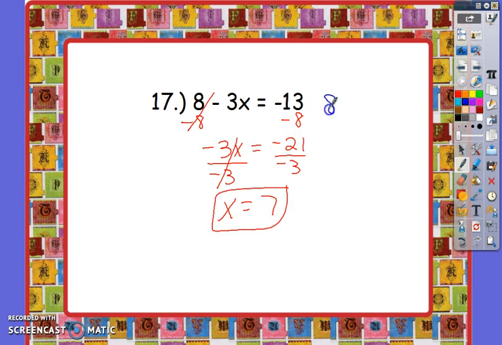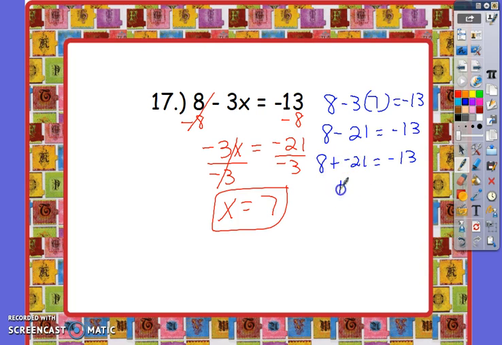My check step: 8 minus 3 times 7 equals -13. 8 minus 3 times 7 is 8 minus 21. So I need to do same, opposite, opposite. I'll be subtracting because my signs are different. 21 minus 8 is 13. 21 has the largest absolute value and it's negative, so my answer will be negative. -13 equals -13, so that proves that my solution of x equals 7 is correct.